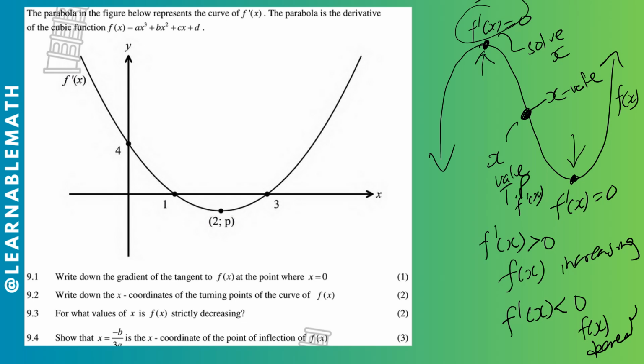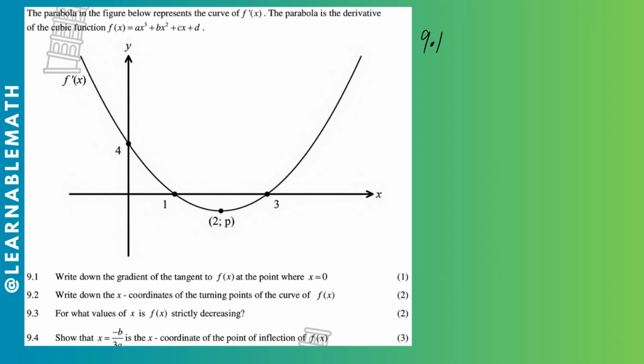All right, let's go and answer this question. 9.1. In 9.1, it says write down the gradient of the tangent to f of x at the point where x is equal to 0. Okay, so they are asking what is the gradient of a tangent to f of x? That is now your cubic. Whatever is drawn here is the first derivative.